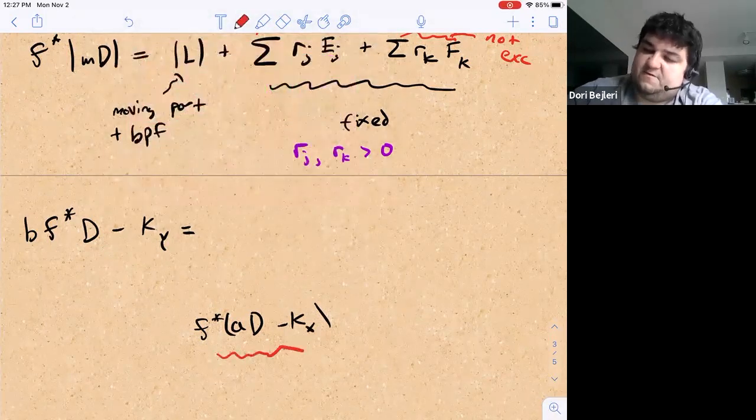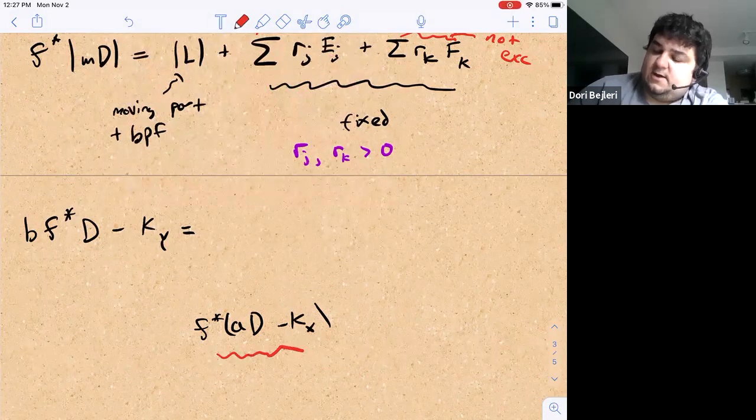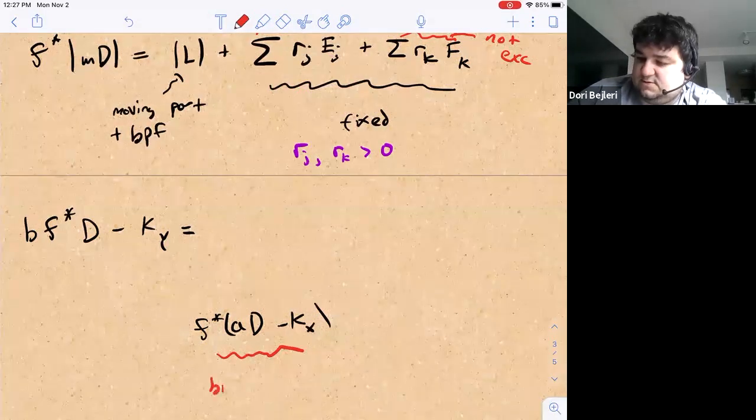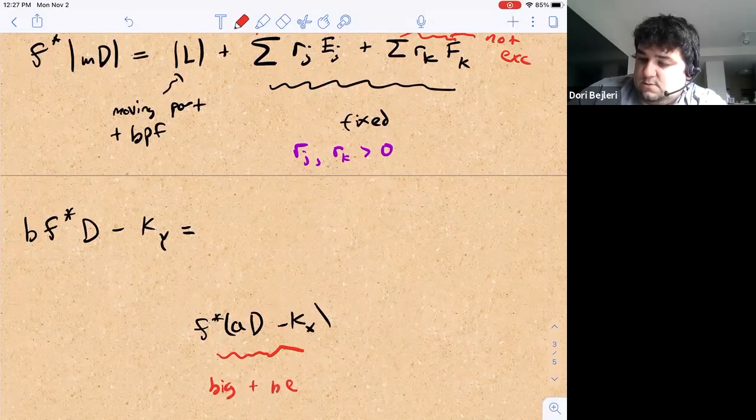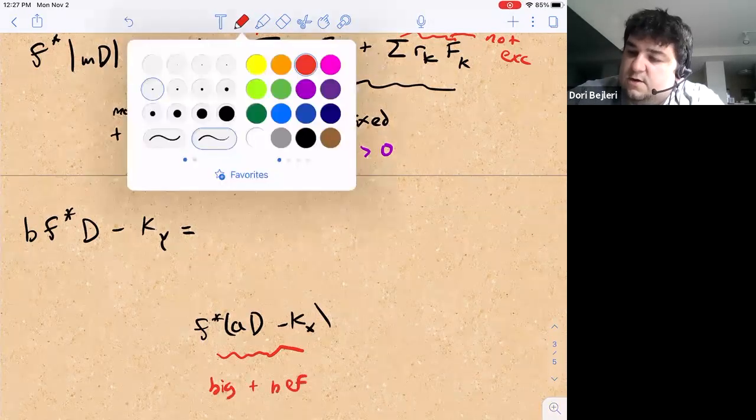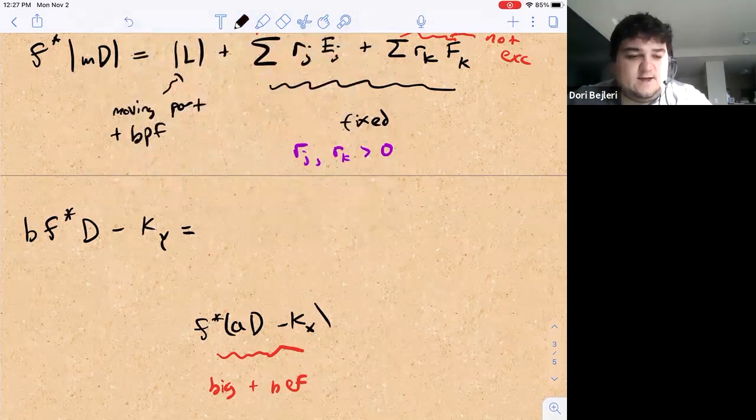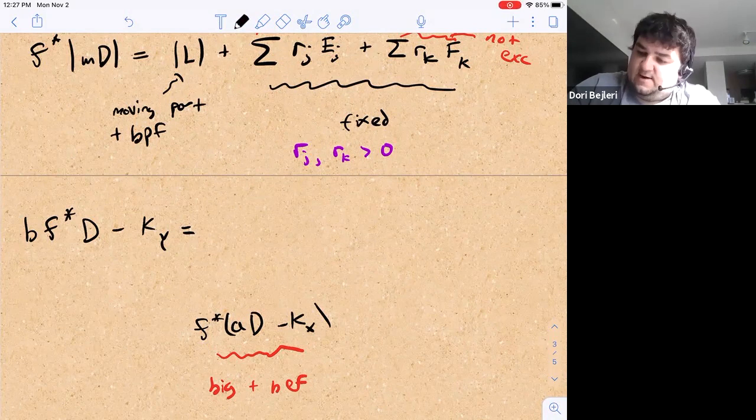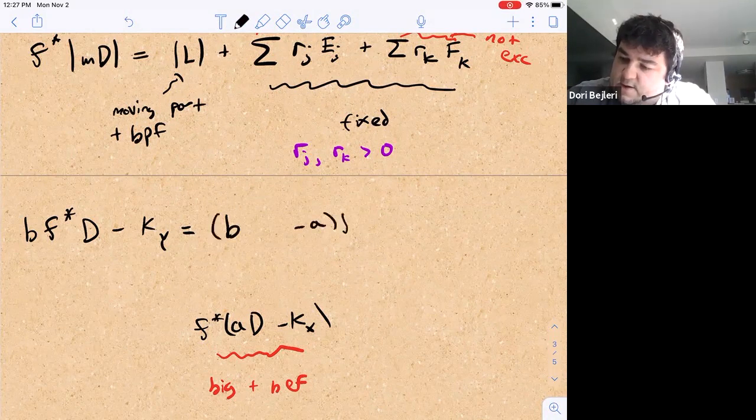So if we can write BF upper star D minus KY in an expression that involves this, then okay, we're part of the way there. We have a big and nef piece. But once we add this F upper star A, we need to write down the difference between the BF upper star D and F upper star A. So we have B minus A F upper star D.